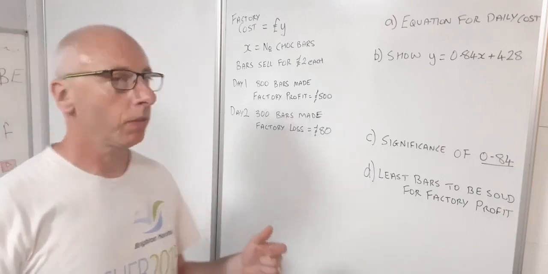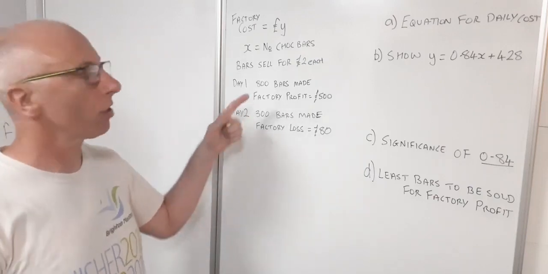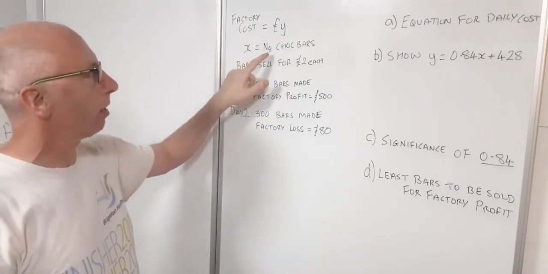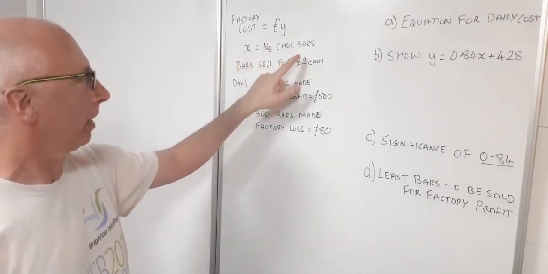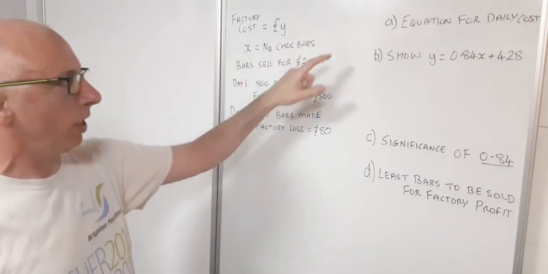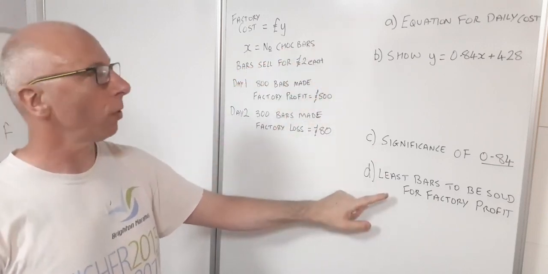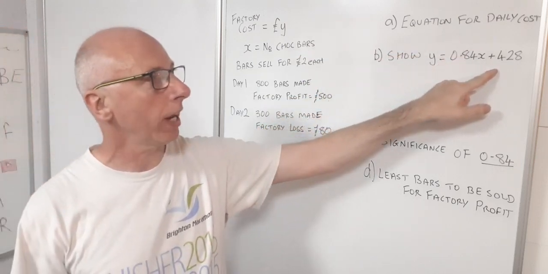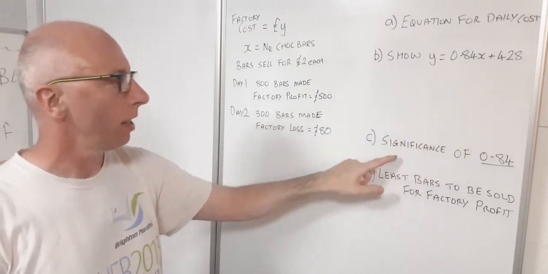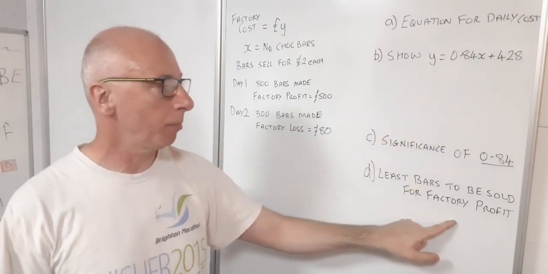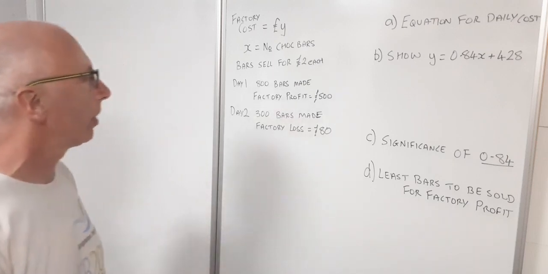In this question, we've got a factory which runs at a cost of Y pounds per day, and it makes X amount of chocolate bars per day, and the bars they sell for £2 each. Now we want to work out these four parts of the question. Equation for daily cost, show that Y equals 0.84X plus 428, the significance of that 0.84, and the least amount of bars to be sold for the factory to make a profit.